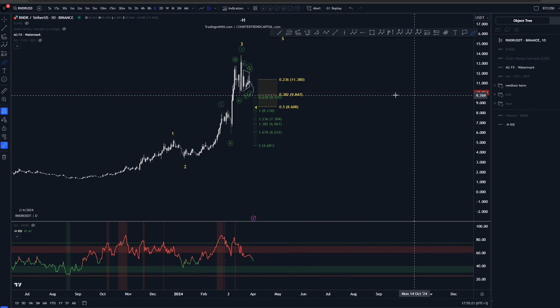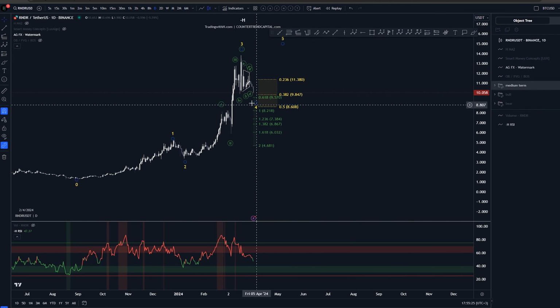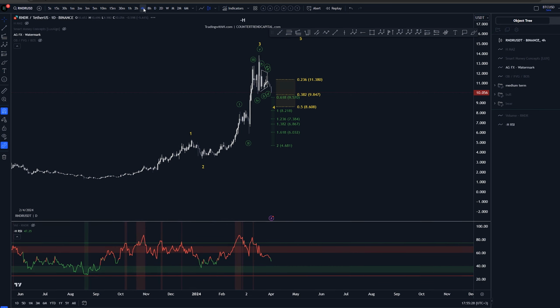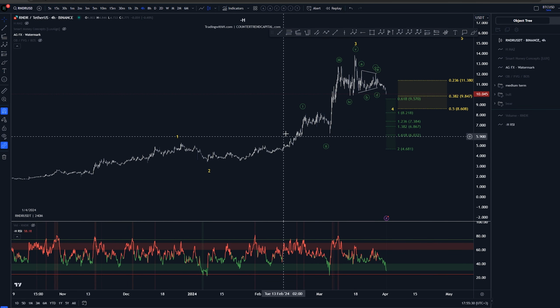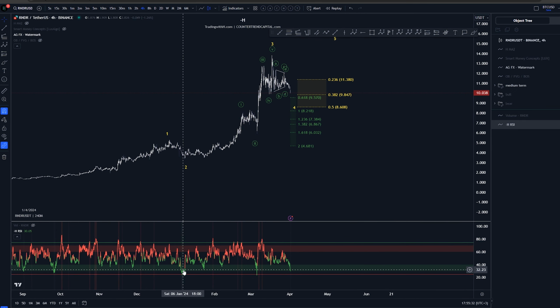The bull count, which might not even be done yet, is a bit more bullish. Having this as a 1-2, 1-2 fits very decently here on RSI.